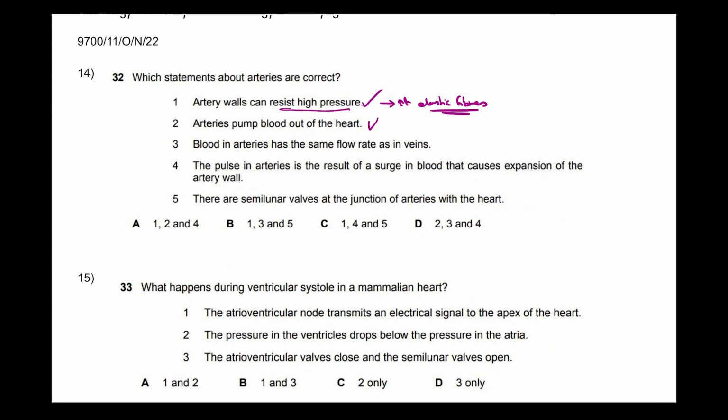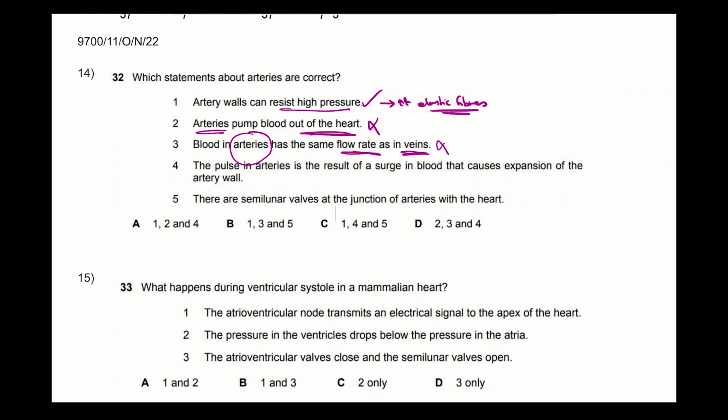Now, this is incorrect. What pumps blood out of the heart is the muscular walls. Therefore, this is incorrect. It's not the arteries. The arteries receive the blood coming out of the heart. It does not pump blood out of the heart. 3. Blood in the arteries has the same flow rate as in veins. This is incorrect because blood flow in arteries is the greatest, and then as we go to the capillaries, then to the veins, it keeps decreasing. So this is incorrect.